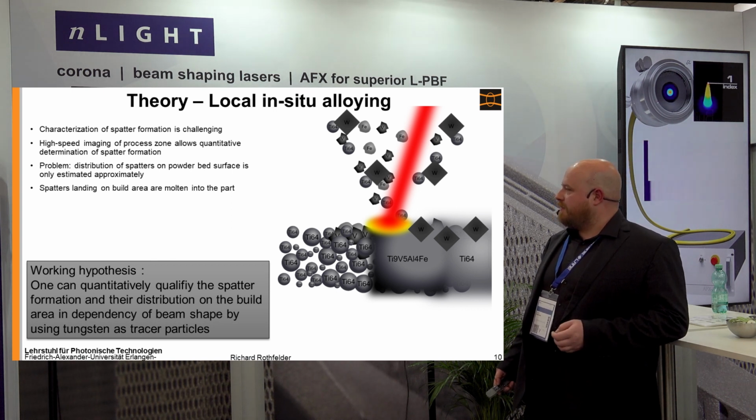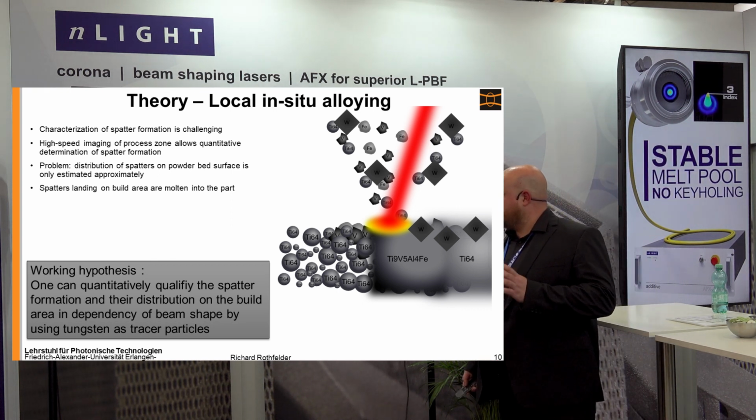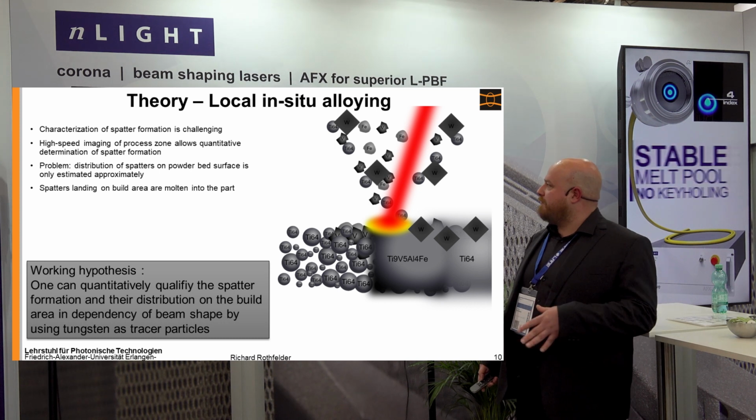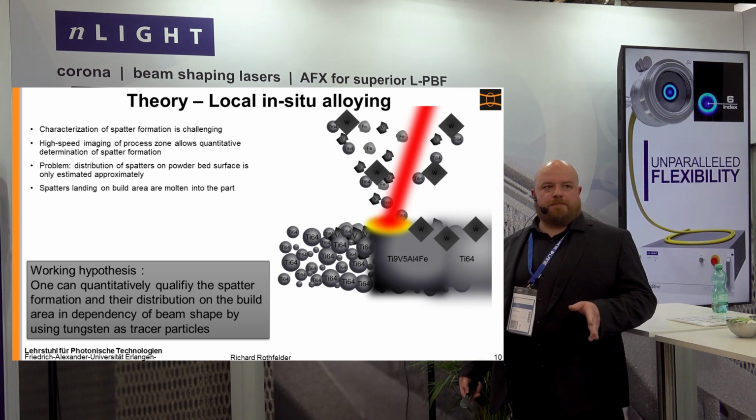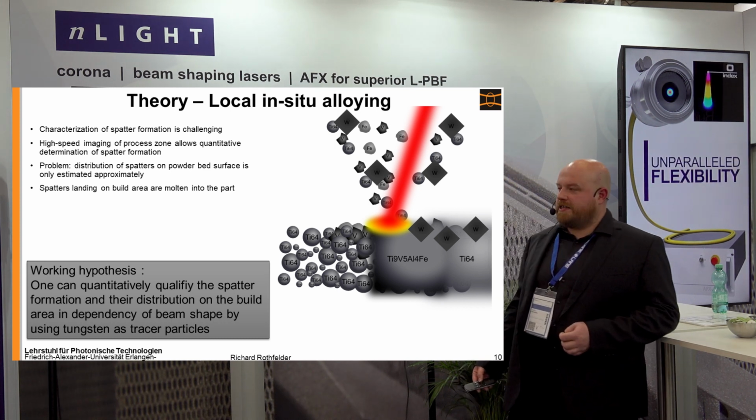So this is the working hypothesis. I took a little bit in advance. One can quantitatively qualify the spatter formation and the distribution on the build plate by using tungsten as tracer particles.